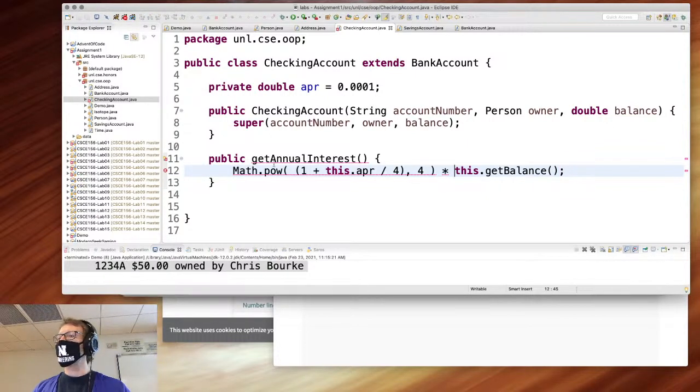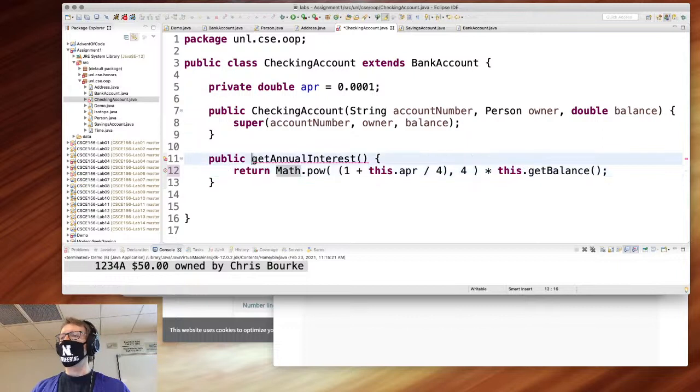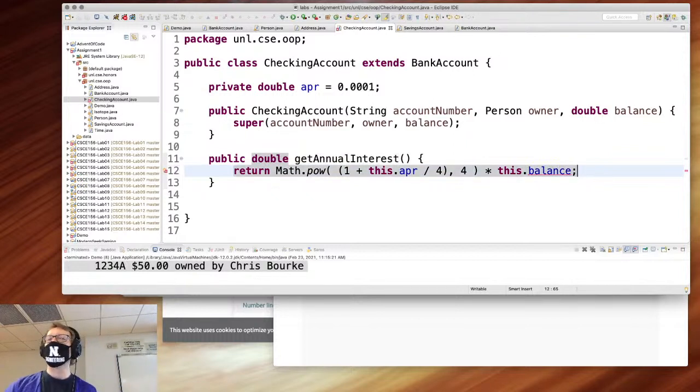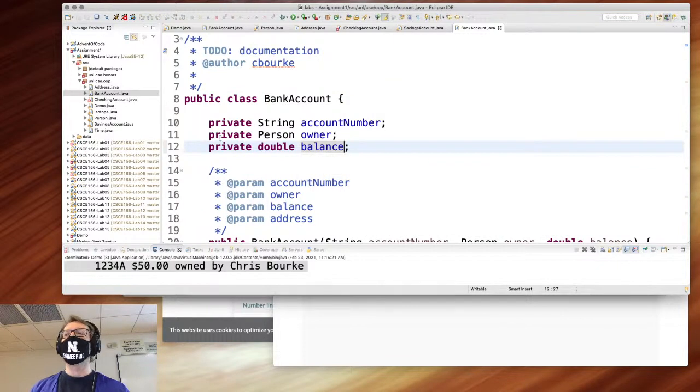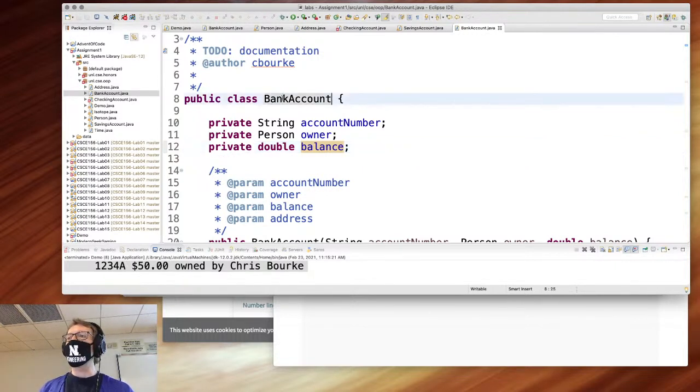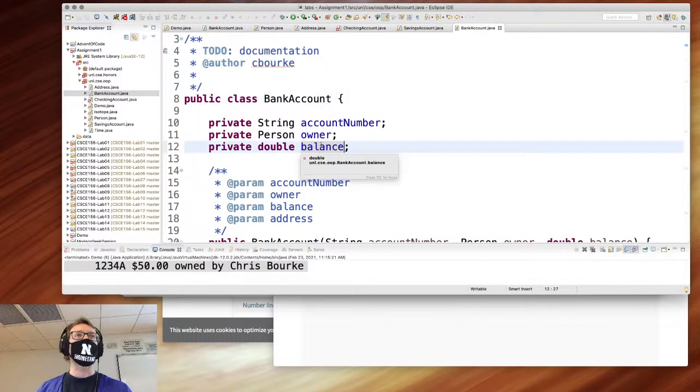Actually, there's a good question. We need to return this, and we need to specify the return type, double. Why did it autocomplete getBalance? this.balance, nope, I want this.balance. It's not letting me. Did I lie? Did we in fact not inherit a balance from the bank account? The bank account has a balance, but it is private. What does private mean again? Only the class can see it. In other words, only the bank account class can see this balance variable.